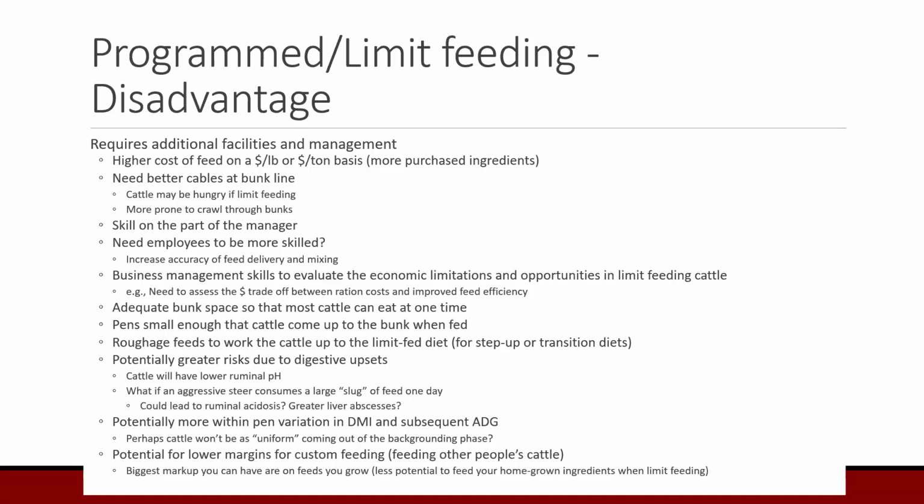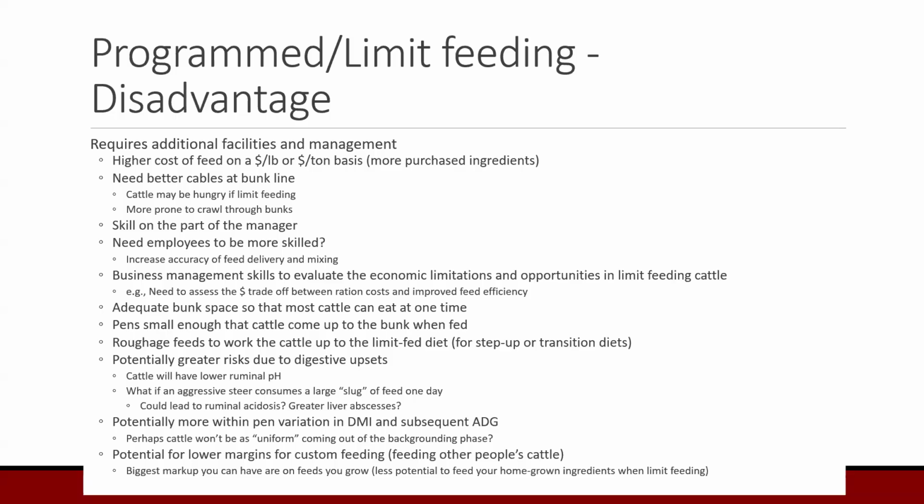Okay. Need to have adequate bunk space so that most cattle can eat at the bunk around the same time. Need to have pens that are small enough so that cattle are more willing to come to the bunk when fed. You don't want cattle loafing at the back of a large pen when the feed truck gets delivered because those hungry cattle in their pen with them may eat their share of the feed. That makes sense?